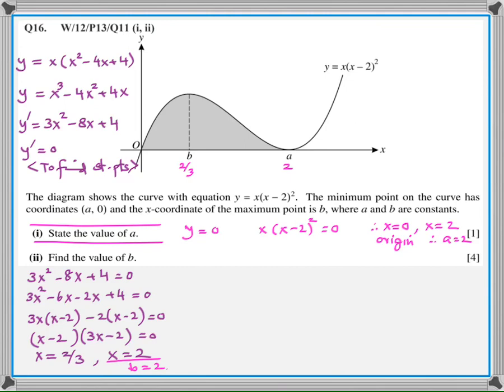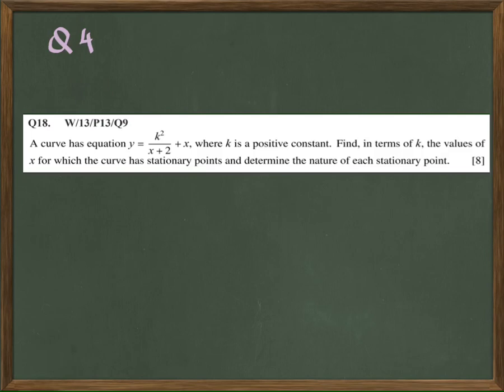3 questions down. Fourth question. A curve has the equation such and such where k is a positive constant. Find in terms of k the values of x for which the curve has a stationary point and determine the nature of each stationary point.